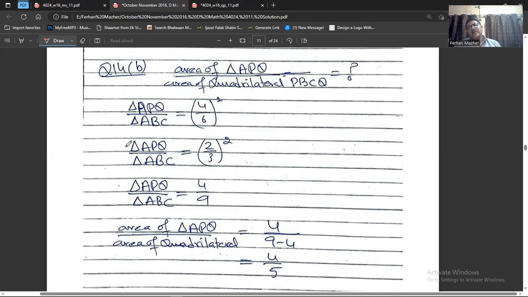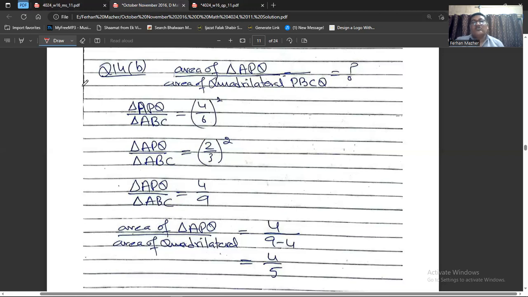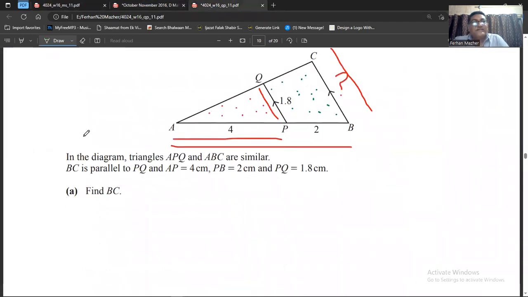So it means that if the area of the triangle APQ, the small one, is 4, the big triangle's area will be 9. So what will be the area of that trapezium? That is the big triangle minus the small triangle. So that will be 9 minus 4, that will be 5. So the area of the triangle APQ divided by the area of the quadrilateral will be equal to 4 divided by 9 minus 4, which is 4 by 5. 4 by 5 is the right answer. This is the solution of that question. A little higher level of difficulty this question has.